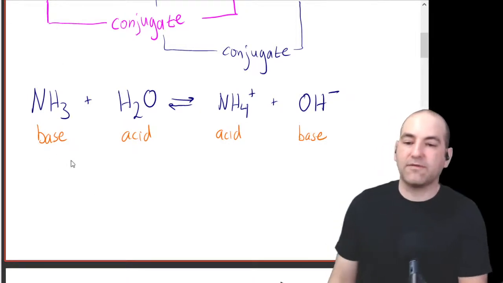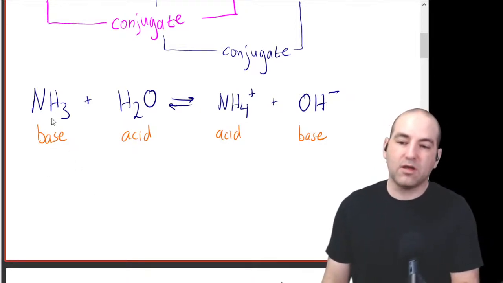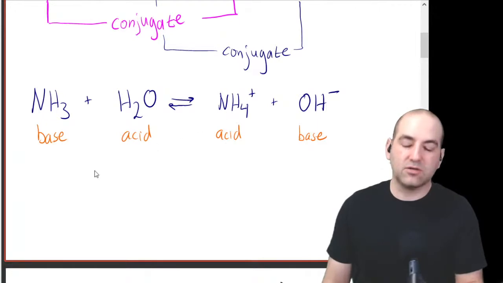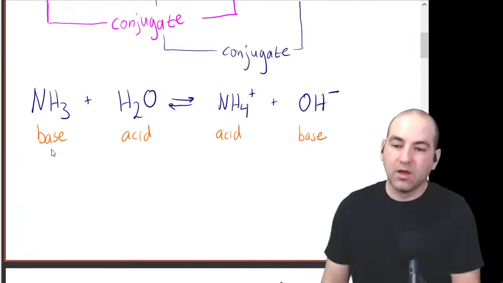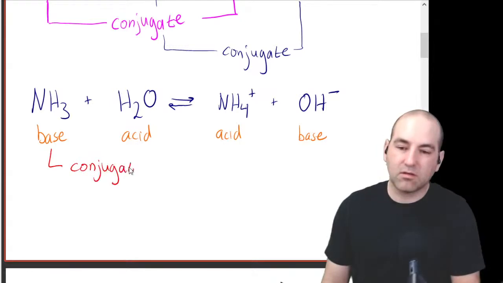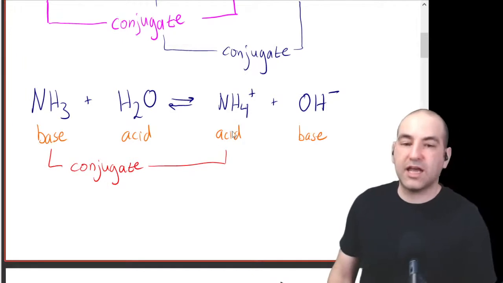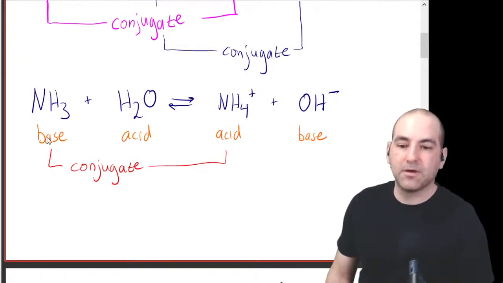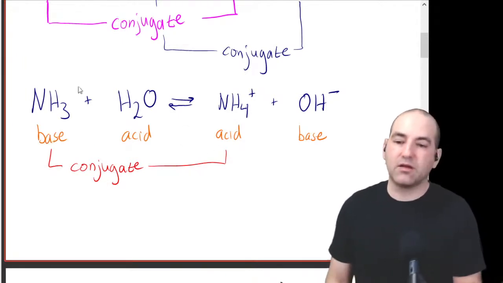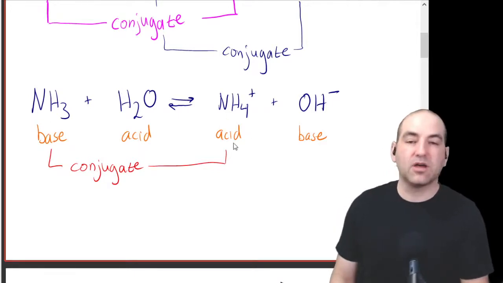So lastly, we want to find the conjugates. Ammonia is going to be conjugate to ammonium. Other ways that we can say this, we can say that ammonium is the conjugate acid of ammonia. And we can also flip that around and say that ammonia is the conjugate base of ammonium.